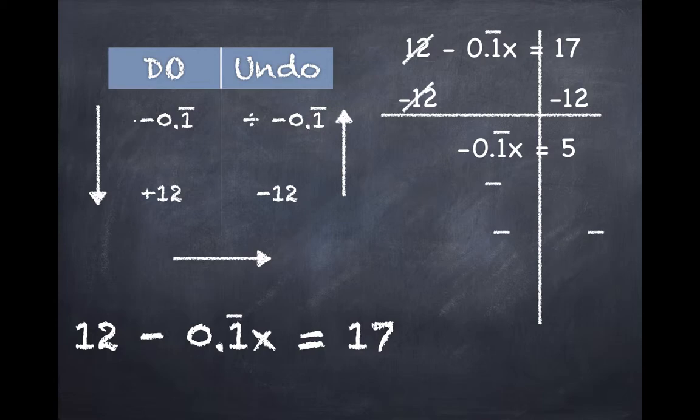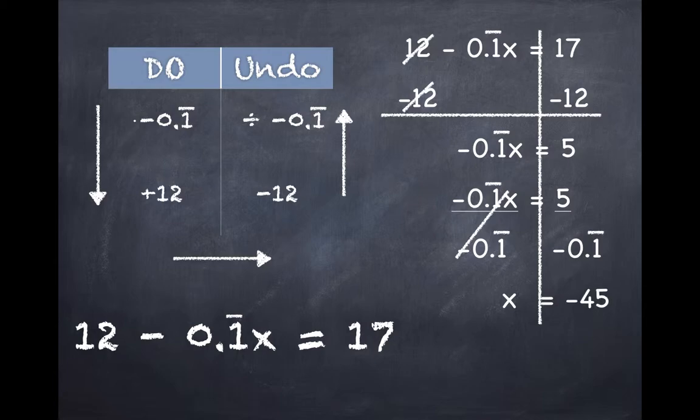Notice everything that I did not mark out, I brought down to the next step. The negative I did not mark out, so I brought it down. The 0.1 repeating I did not mark out, so I brought it down. The x I did not mark out, so I brought it down. Now the last thing I'm going to do is divide according to my chart. And when I divide, my -0.1's cancel, so the only thing that I have on the left-hand side is x, and 5 divided by -0.1 repeating is -45.